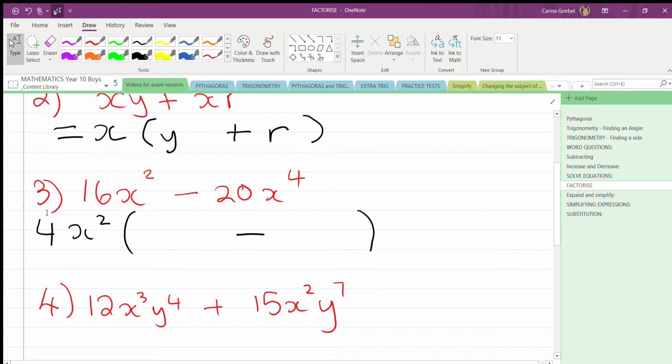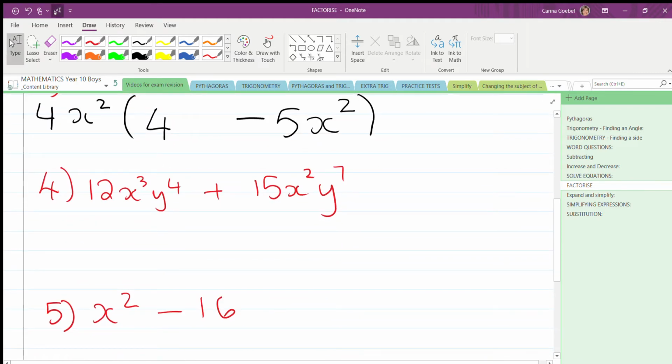16 divided by 4 gives me 4. I don't need another x squared because I already got x squared. 20 divided by 4 gives me 5, and I've got x squared, so therefore I'll need another x squared to make up the x to the power of 4. Okay, we'll keep going with these ones.